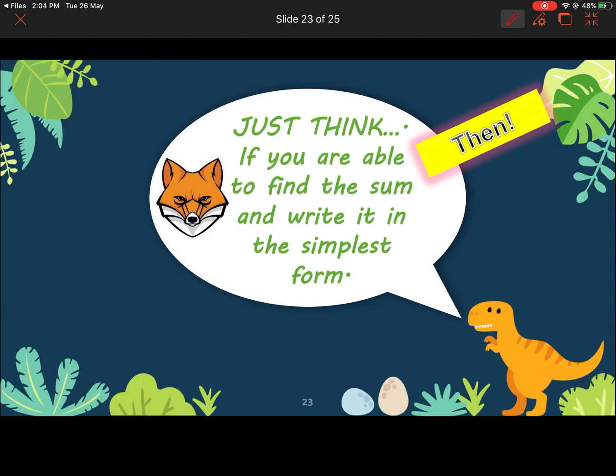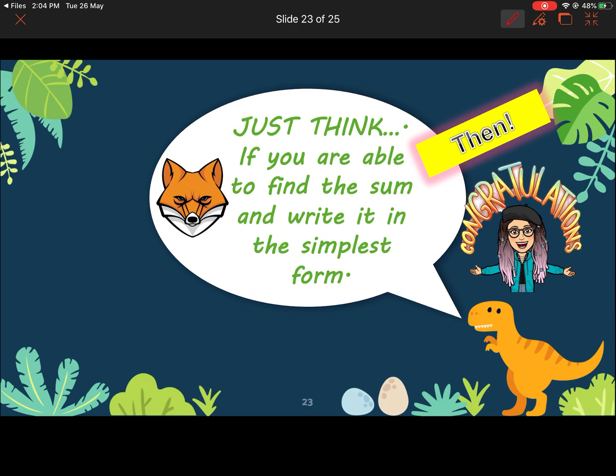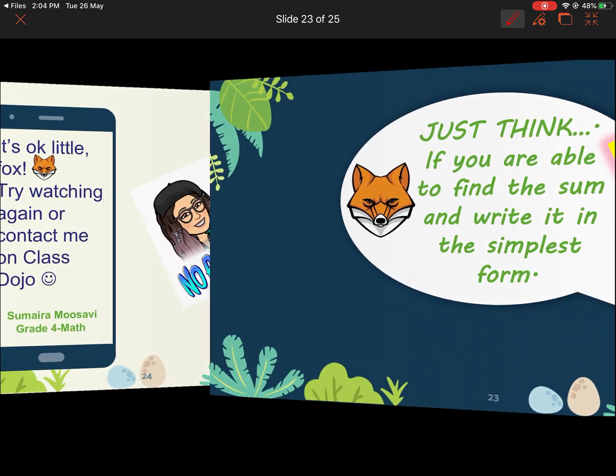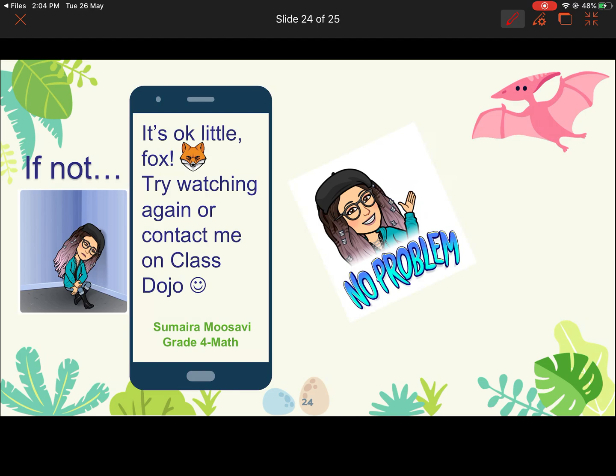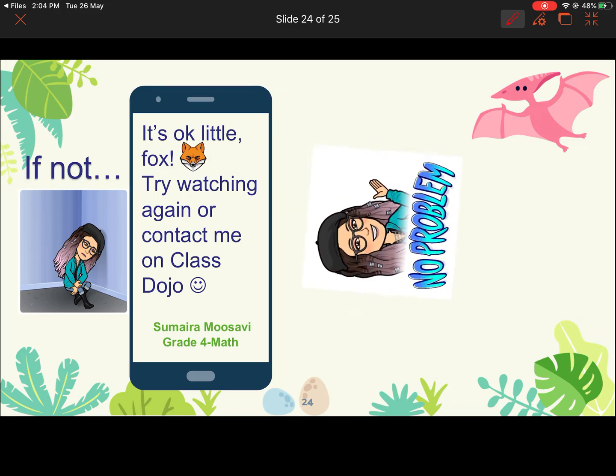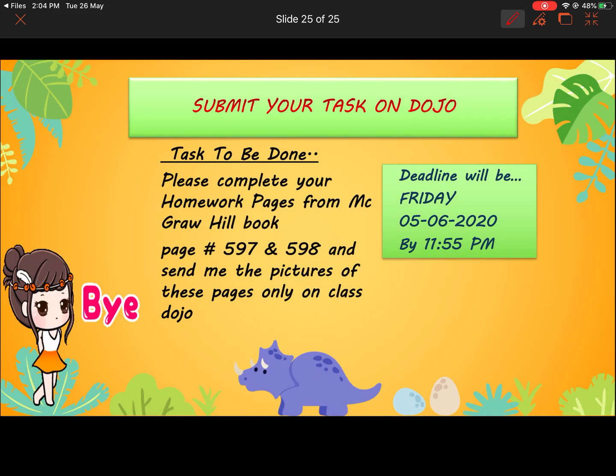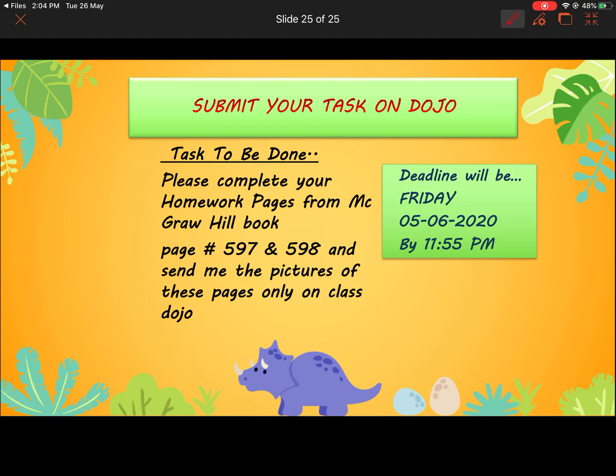Now see, if you are able to find the sum and write it in the simplest form, then congratulations, you are a master in this lesson. But if not, no problem. Just try to watch this video again or contact me on Class Dojo. Okay, and once again, do the homework pages, page numbers 597 and 598, and send them to me on Dojo.